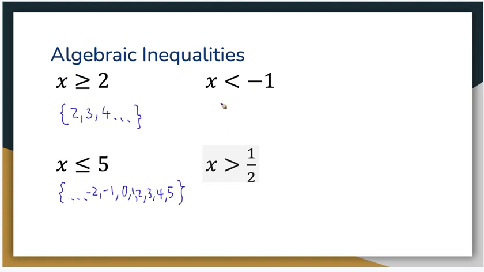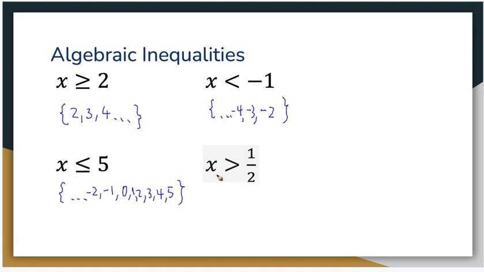Now here x is smaller than negative 1, or less than. When it is less than, then it is exclusive of negative 1. So negative 1 is not in the set. So it has to be negative 2, and negative 3, and negative 4 onwards.